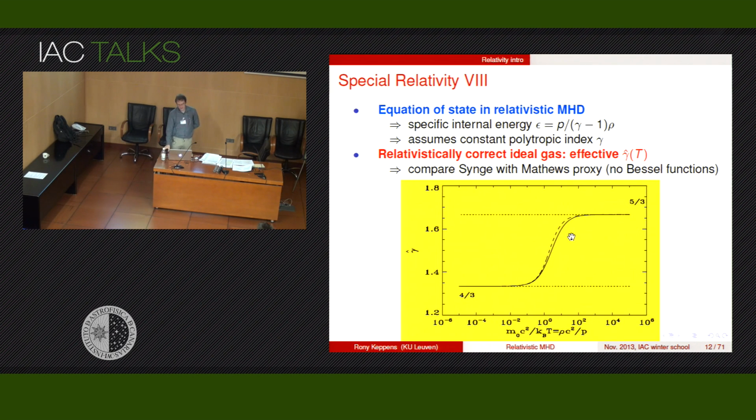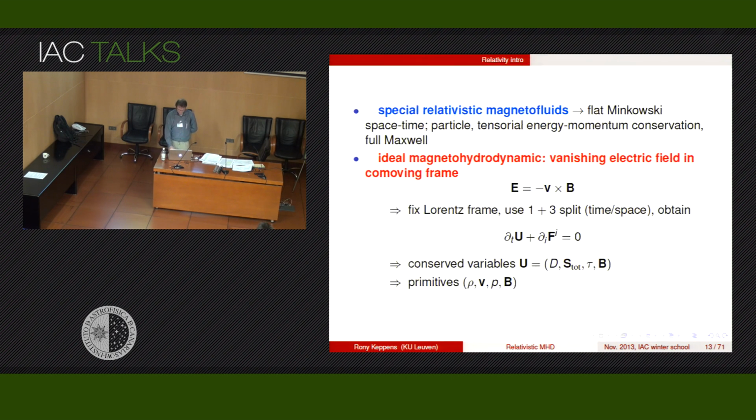And that is in effect translated to this polytropic index changing from 5/3, which is the classical monoatomic ideal gas value, to 4/3, which in turn changes possibilities for compression ratios, etc. And that changes with temperature. Here I show two lines that are representing what is known as a Synge gas and an approximation that is more convenient. I don't really have the time to go into this, but these are things that you can easily take along into your simulations, and that is what has been done.